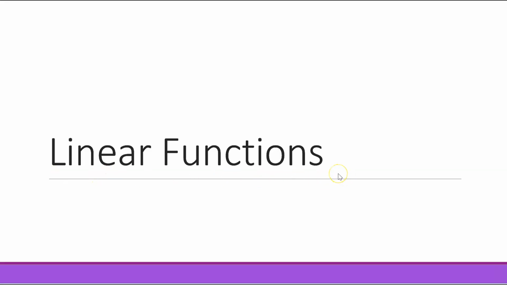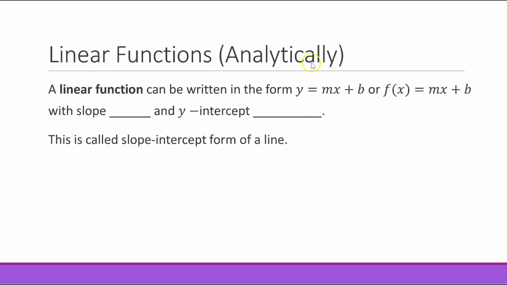Linear functions. Let's start by looking at linear functions analytically. A linear function can be written in the form y equals mx plus b or f of x equals mx plus b, with slope, the value of m, the number that's being multiplied by the variable x, and y-intercept, the coordinate point (0, b). So the constant value in the equation is the y-intercept. This is called slope-intercept form of a line for the obvious reason that we can easily identify the slope and the y-intercept.